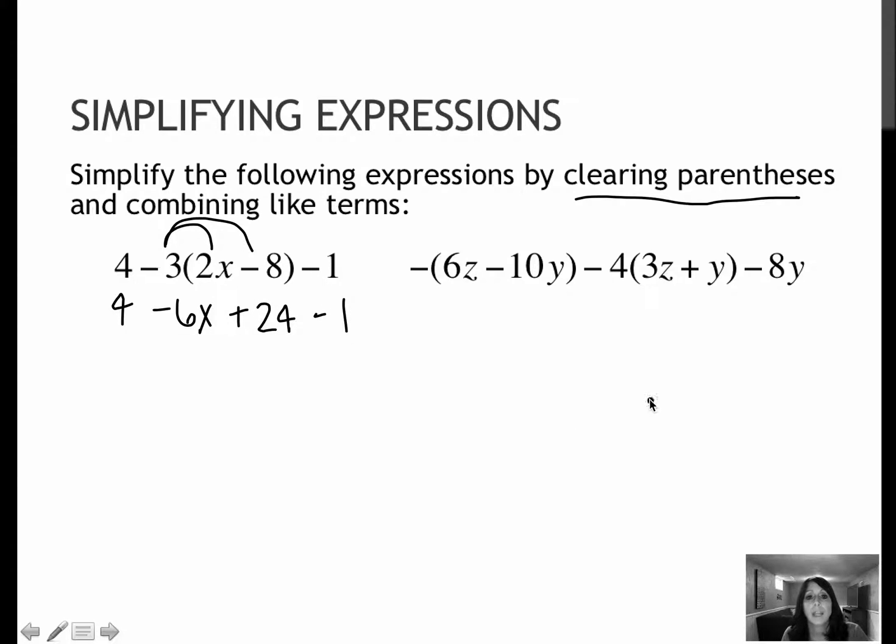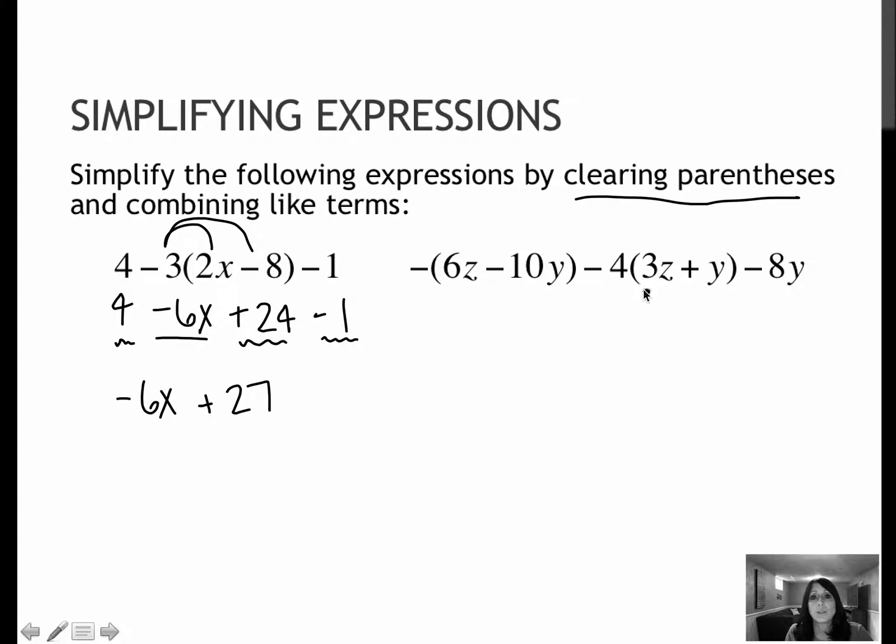Now that I've cleared all of the parentheses, now I can combine like terms. So I see that I only have one value that has an x, so I'm going to write that first because standard form tells me that I should. The rest of these I can combine a 4 and a positive 24 to 28, and then 28 minus 1 would give me positive 27. Now if you wanted to do that in more steps, you're welcome to do it in more steps.